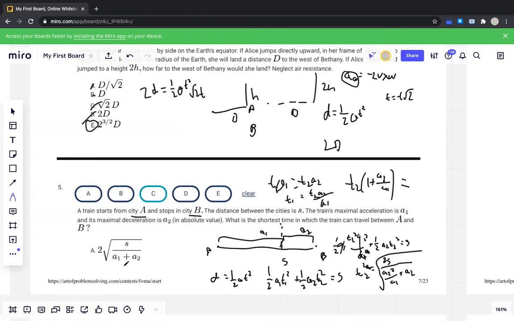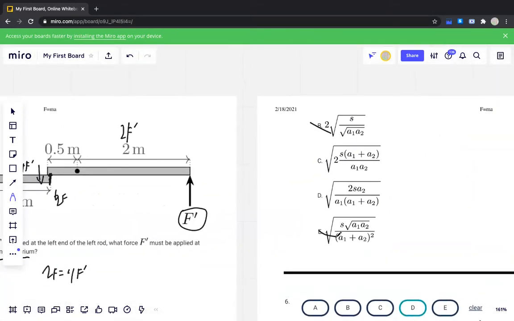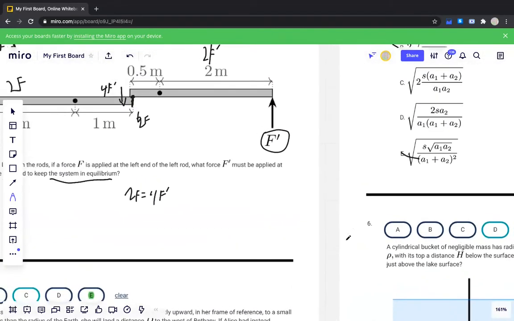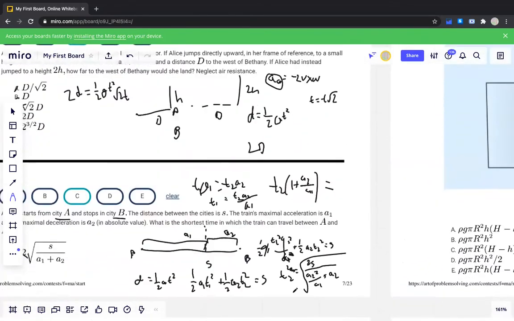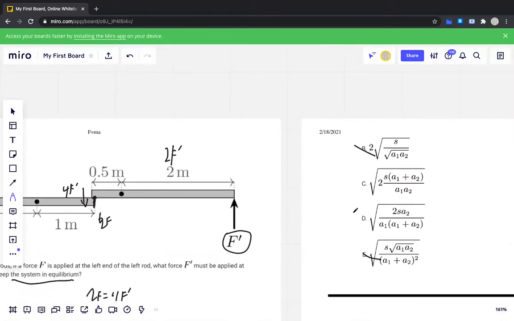We can also eliminate some options because we know we have a square root of 2. So anything with 2 outside of the square roots is wrong. So A, B, and E are all wrong. And then also, if you look here, if we simplify this, we get 2s times A1 plus A2 over A2 squared plus A2 times A1. And if you look in the answer choices, this is exactly D.